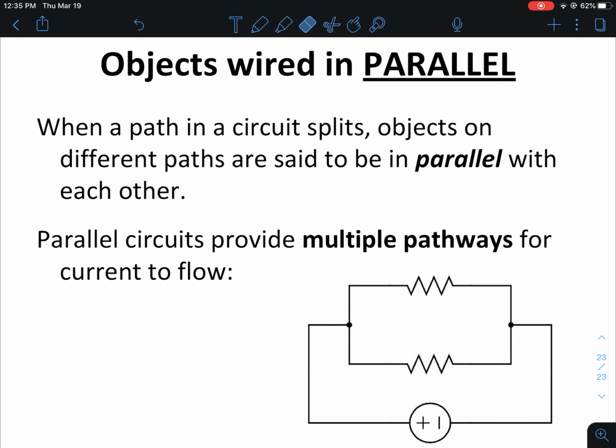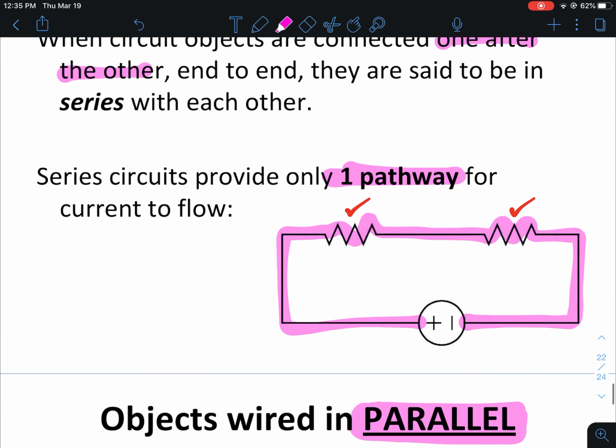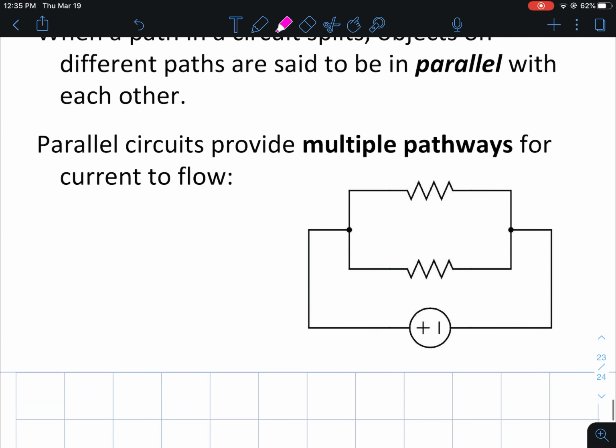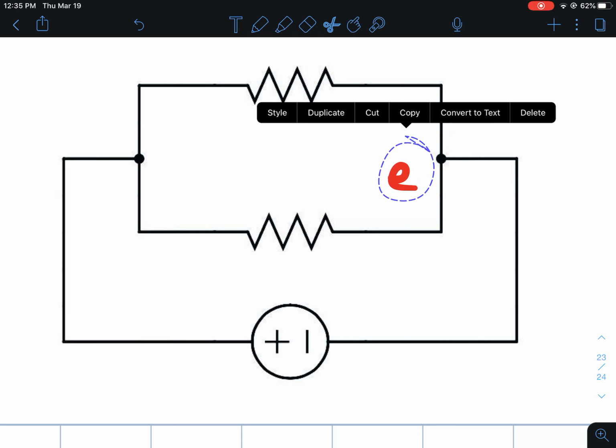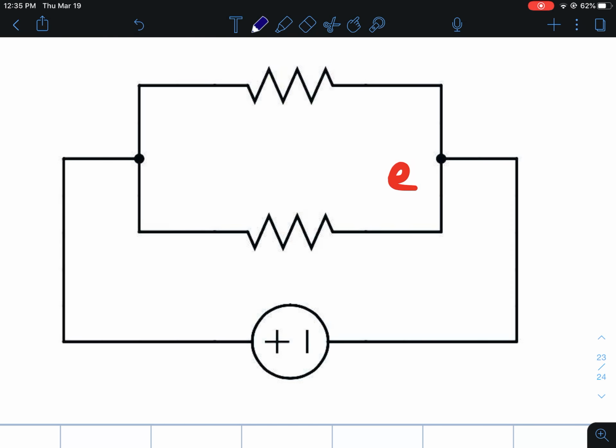We wire them in parallel. Parallel is just what it sounds like. If something's in parallel, it means it's got 2 or more different runs. So instead of giving the current just one pathway to flow, we give it multiple pathways. Let's picture that you are an electron, and you are leaving the battery here. You're going along, you get to what's called a junction point. This is called a junction point.